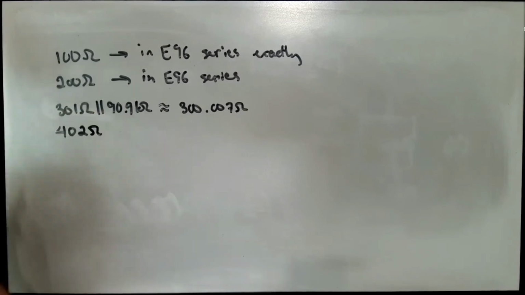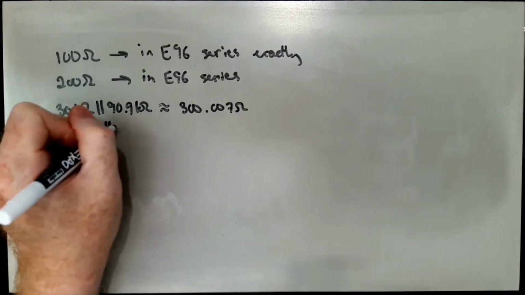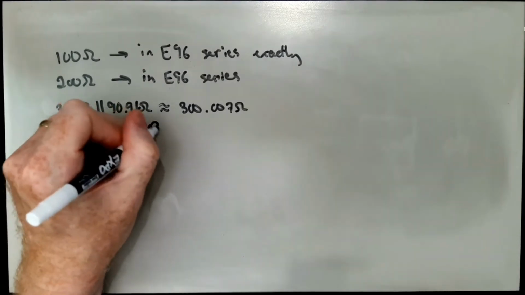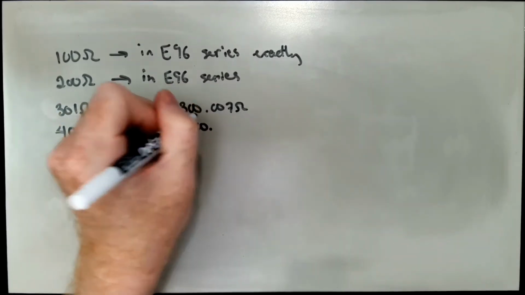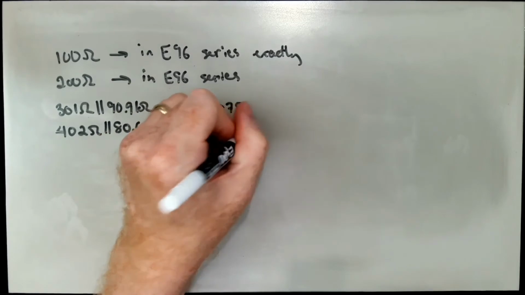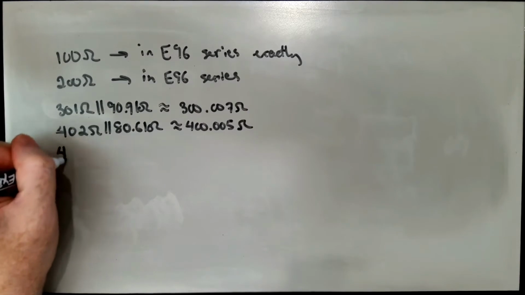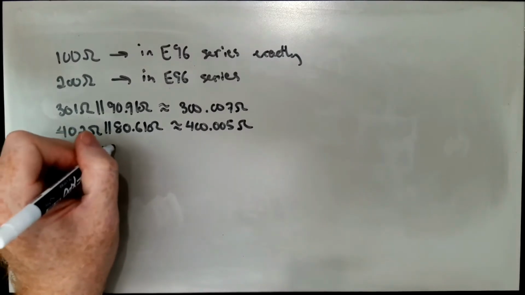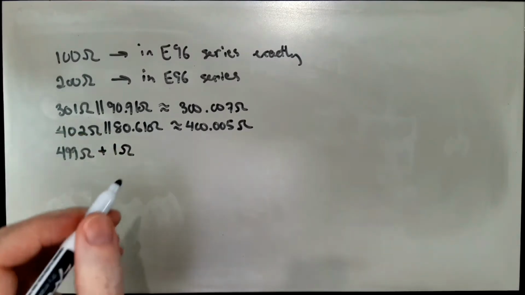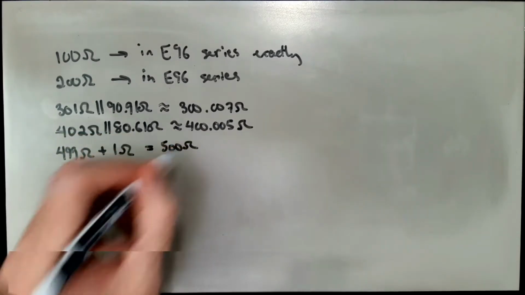402 ohms is the closest E96 value to 400, and if we put that in parallel with 80.6K, this is about 400.005 ohms. Again, pretty darn close to 400. 499 is the closest E96 value to 500 ohms. And if we put that in series with 1 ohm, which is also in the E96 series, that's exactly equal to 500 ohms, like we had in our example from last time.